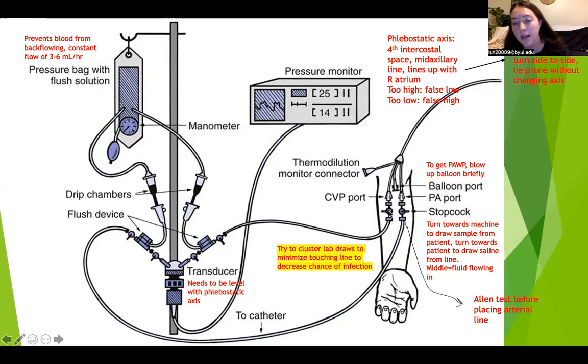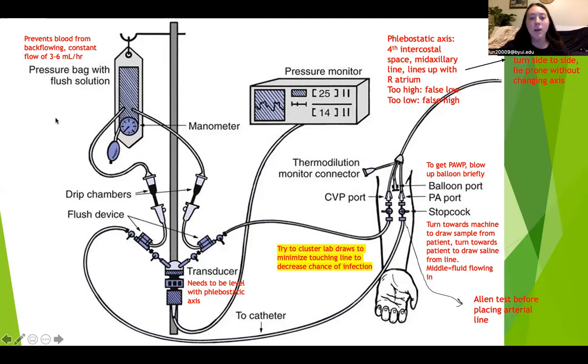And then before this line is placed, they're going to have an Allen test, which means you occlude the ulnar and radial arteries, and then you let go of one. Like you hold the radial and then let go of the ulnar and see if the hand flushes red, to make sure you're still getting blood flow to the hand once the catheter is in the artery.